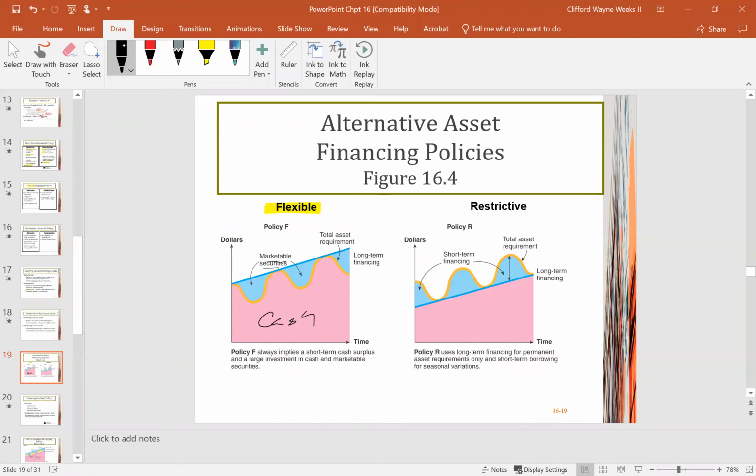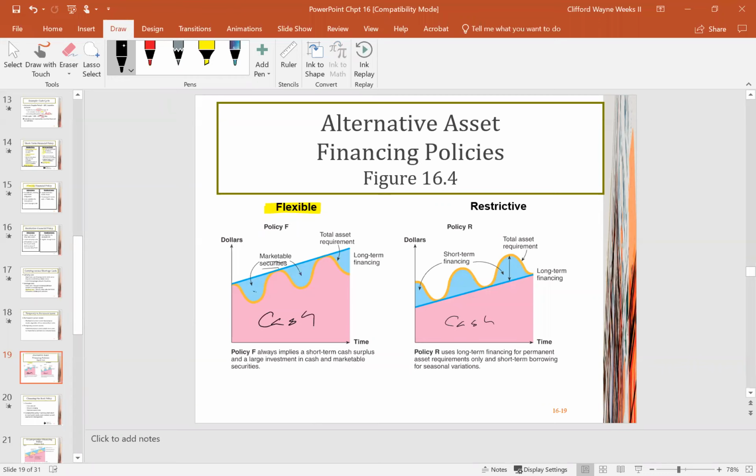Whereas in here, again, the pink is the cash. That's the permanent cash that we hold. These waves deal with the market, or the flow of demand for our product. And here, when we had excess cash, we invested in marketable securities.